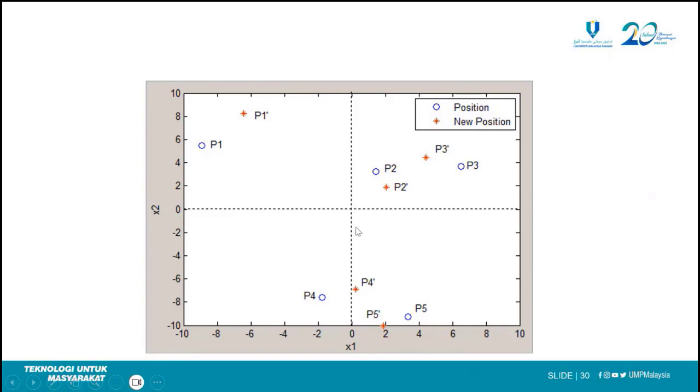The only difference between PSO and other algorithms is the mechanism used to move from the original position to the new position, from the original P2 position to the new P2 position. So this is the way metaheuristic algorithms work.